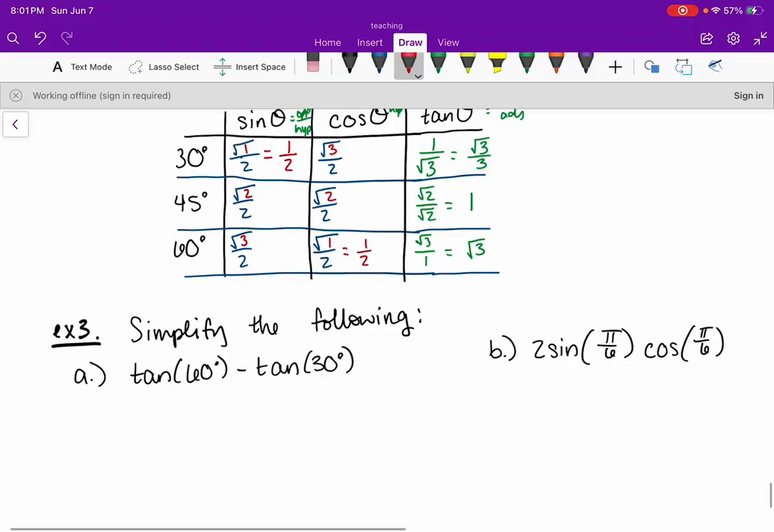And so I'm going to look at my table to help me out with this. So tangent of 60 degrees, I'm looking at tangent 60 degrees, so that's square root 3. So square root 3 minus tangent 30, I'm going to look at tangent and then look at 30. I get square root 3 over 3.